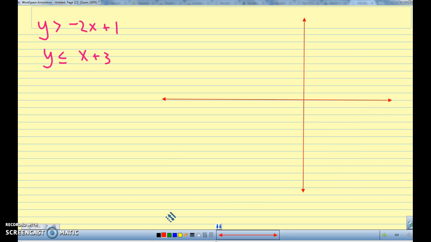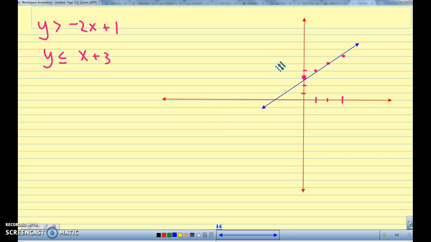So the x plus 3 one's pretty easy to graph because I just start up 3 on the y-intercept, so that's here, and I go up 1 over 1, up 1 over 1, up 1 over 1, until I have a line, and I see that it's greater than or equal to, which means it is a solid line.